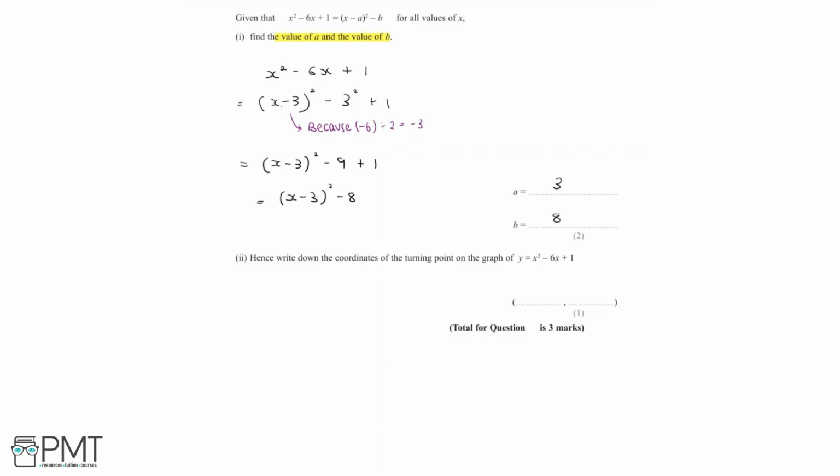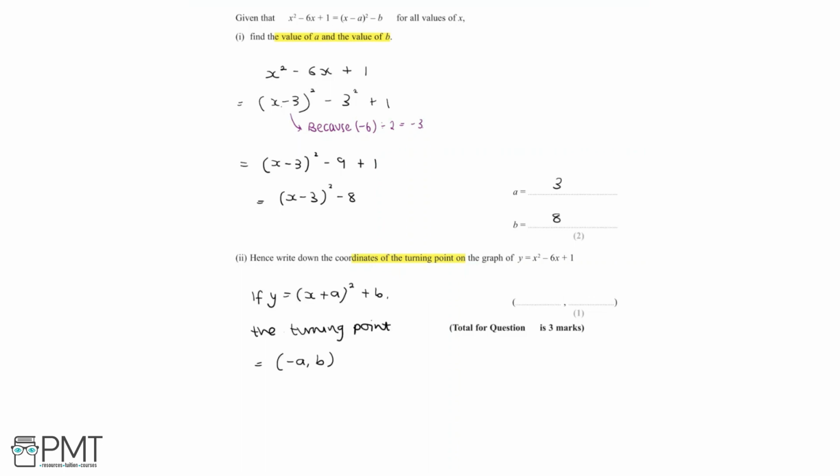Now in the second part of this question, we're asked to write down the coordinates of the turning point of the graph of y equals x squared minus 6x plus 1. We said that y equals x squared minus 6x plus 1 can be written as y equals (x minus 3) all squared minus 8. Now when we complete the square, we have a general rule for finding the turning points.